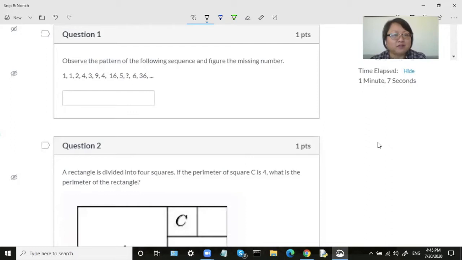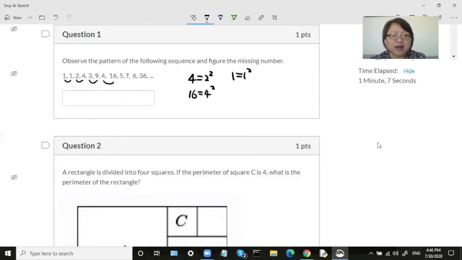Observe the pattern of the following sequence and fix the missing numbers. So we have a sequence here, and we need to find out the pattern. It's obvious, we can find these two numbers actually have a pattern. So 4 equals 2 square. Oh, 1 equals 1 square, of course. So then 16 equals 4 square.